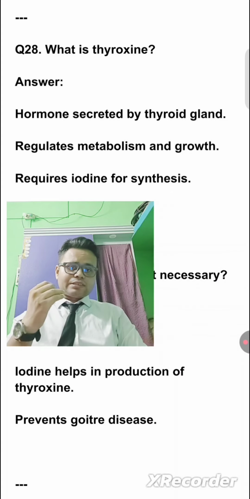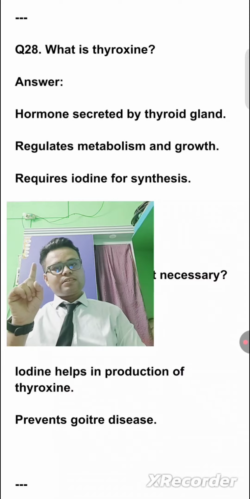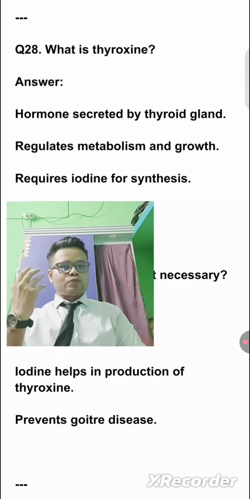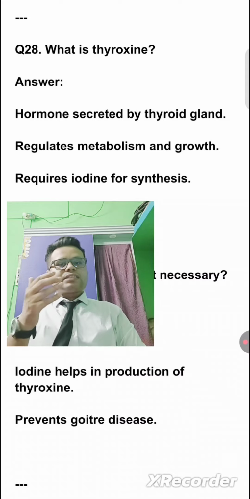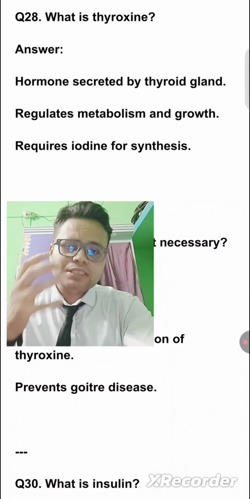So this is very important, thyroxine. I repeat these things again. The hormone secreted by the thyroid gland is known as thyroxine, and it regulates metabolism and growth. Metabolism and growth both are included. It requires iodine for synthesis. Without the iodine it can't be synthesized.